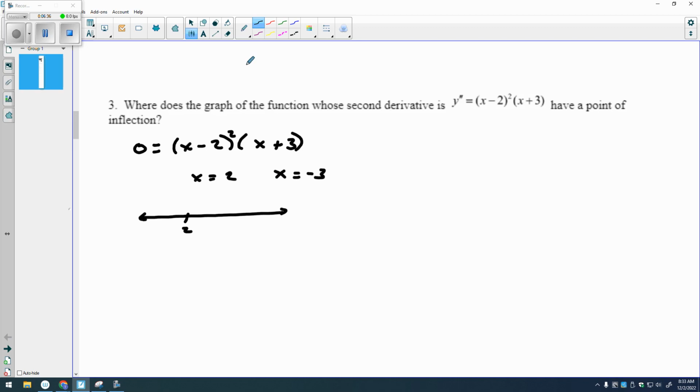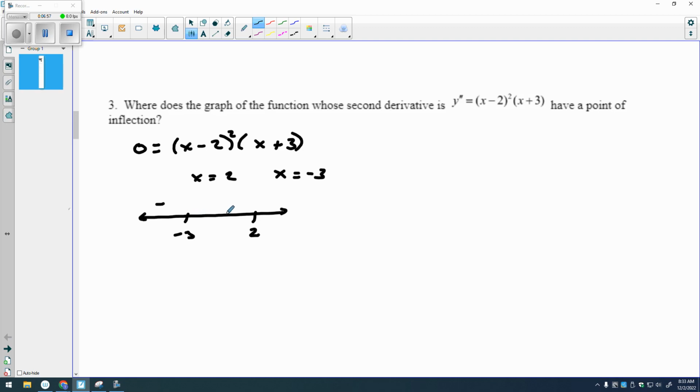Nope, I don't want to do that. I want to go -3 first. And I'm going to check values to the left and check values to the right. So I have -3 and I have 2. So values to the left of -3, like -7. -7 makes this negative. This is always positive. So they're negative over here.